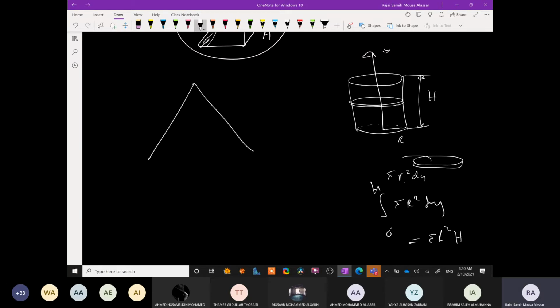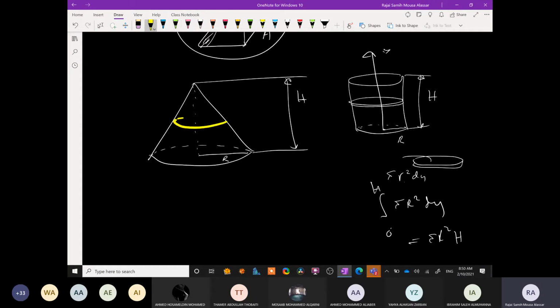Now you could also go further and do the cone. How are you going to do the cone? A sample circle. Okay, fine. So this is h, and let's say that this is r, the big R. So you're going to take a sample like this.